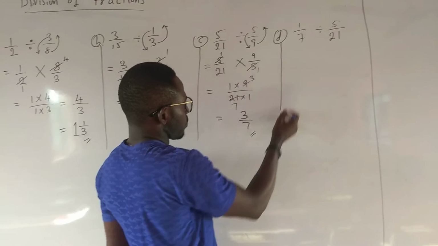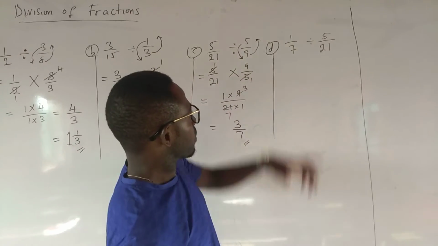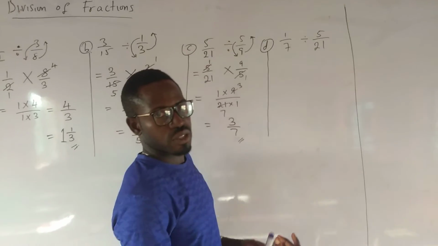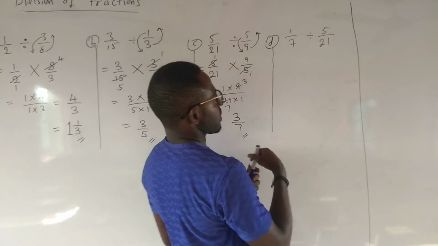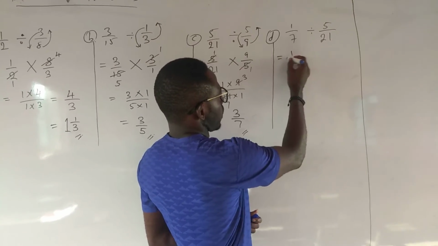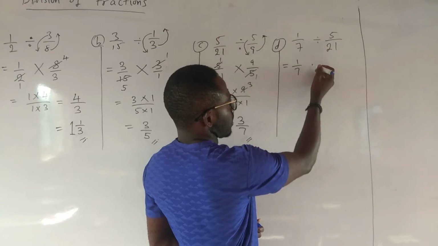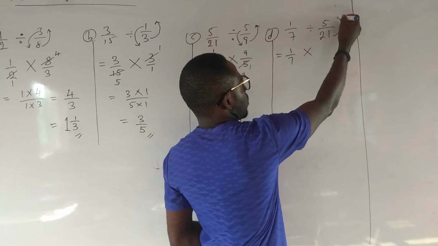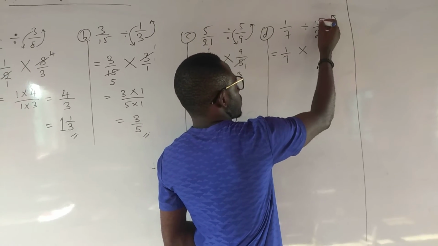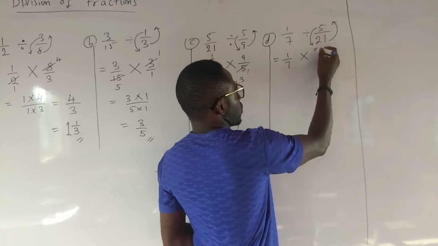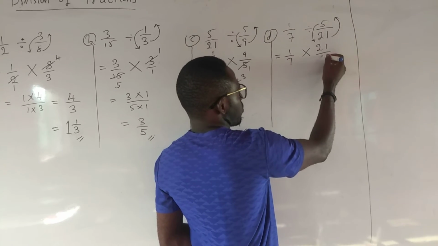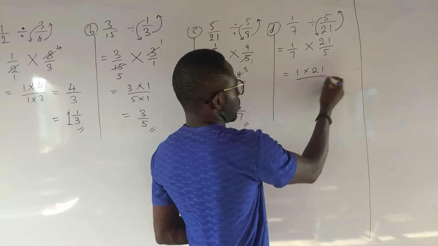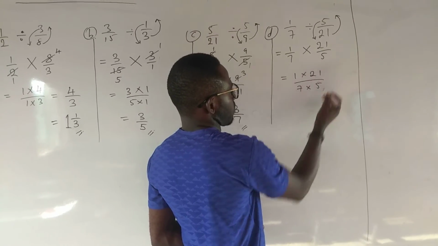Then the last example for today is 1 over 7 divided by 5 over 3. Let's use the sum again. The first fraction says, leave me alone. So we have this. Sign says, well, change me. You have changed it. This one says, turn me around. So you turn it around, and then 21 goes up, 5 comes down. So that gives us 1 times 21 over 7 times 5.